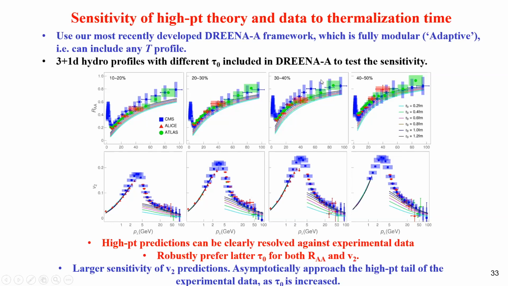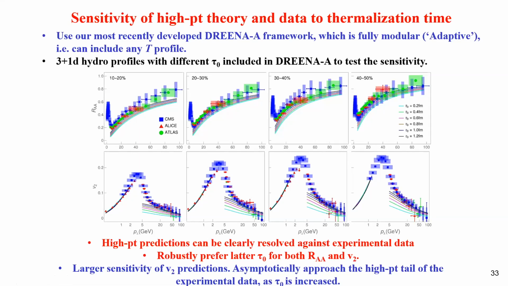And by looking at these figures, we see that high pT predictions can be clearly resolved against the experimental data, where low pT data show weak sensitivity. That is, they robustly prefer later tau naught for both RAA and for v2. And moreover, we observe larger sensitivity for v2 predictions, where we see that our predictions asymptotically approach the high pT tail of the experimental data as tau 0 is increased.